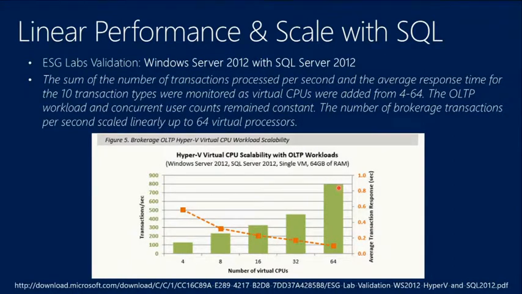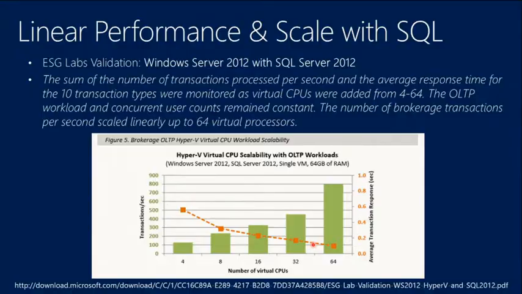Going back here, this is the report that we did on Windows Server 2012 running Hyper-V with SQL Server 2012. Essentially, what we show here in the chart is that as you increase the number of virtual processors in Hyper-V running SQL Server, the performance increased almost linearly. And the average transaction response time drops, meaning that you can have more transactions per second if you increase the virtual processors. This is good news, right? You can scale a SQL Server that way.